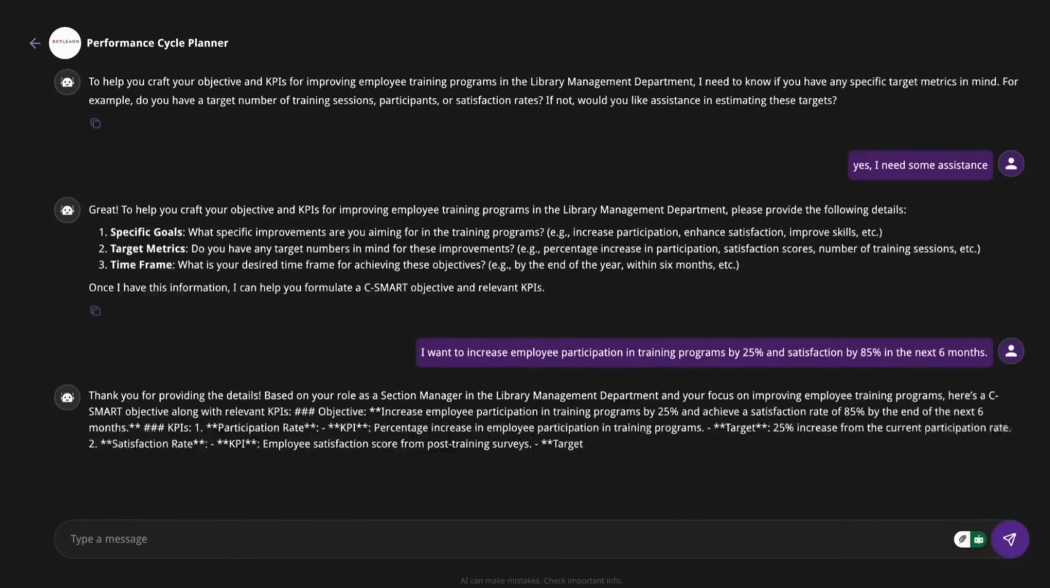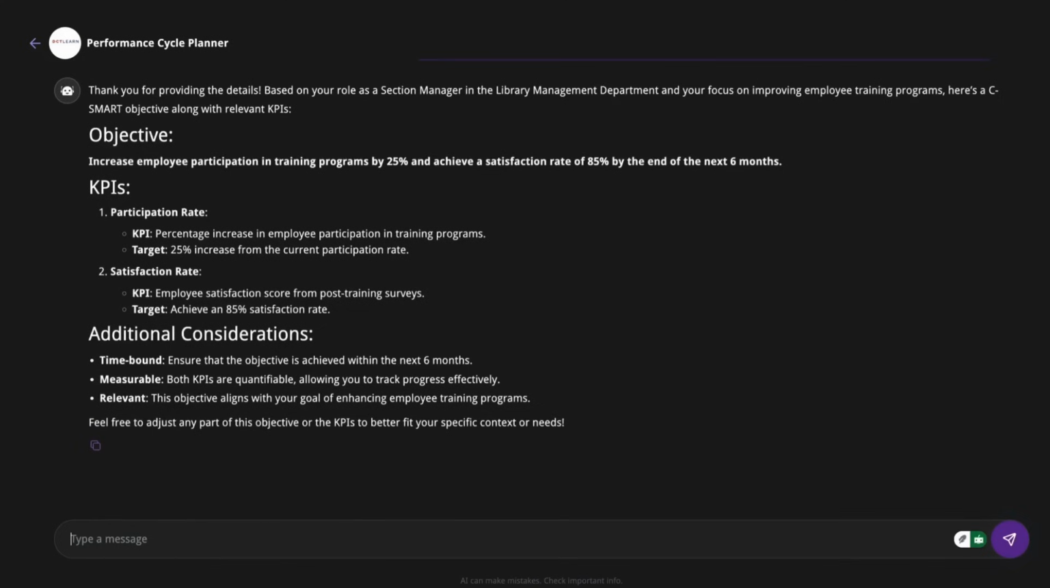With this information, the AI coach generates a clear and structured objective, along with relevant KPIs. It ensures that the objective is measurable, time-bound, and aligned with organizational goals.